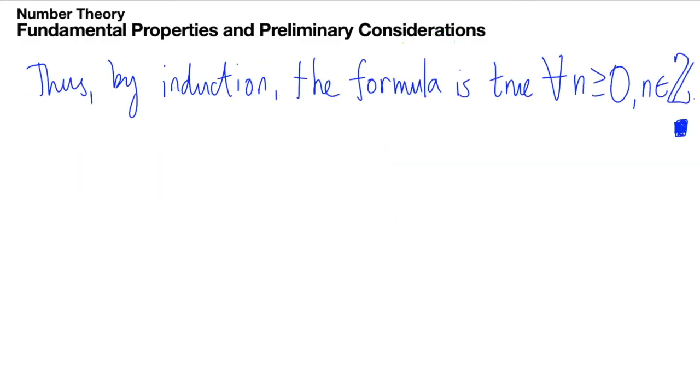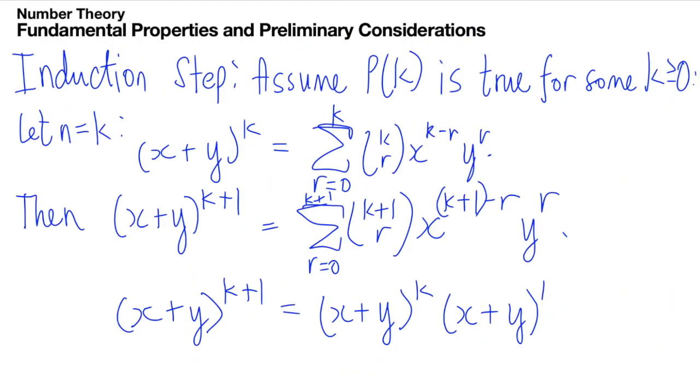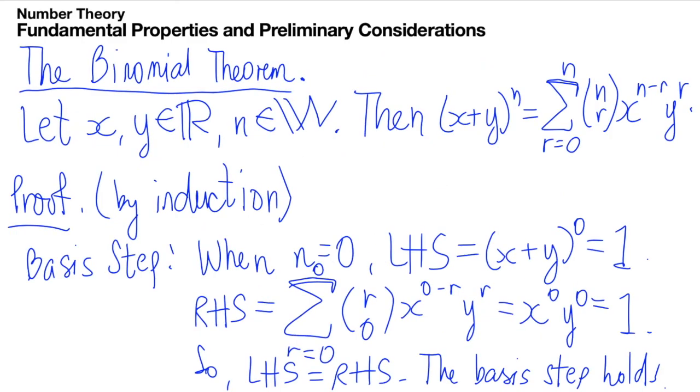And then we have proven that the binomial theorem holds, that indeed for all x and y in the real numbers, and all n in the non-negative integers, x plus y quantity raised to n is equal to the summation of n choose r, x raised to n minus r, y raised to r, running from 0 to n, and then they're equal.